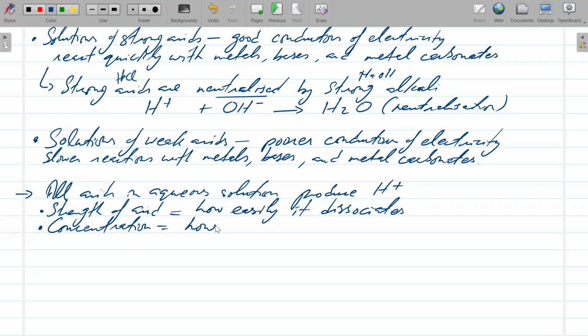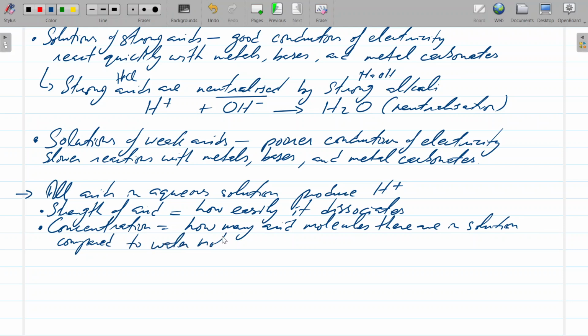Which basically means how many acid molecules there are in solution compared to the water molecules. That would mean if the molecules of the acid are more than the molecules of water, it is concentrated. If it's less than the molecules of water, it is dilute. And then how concentrated or how dilute, that's a different topic.